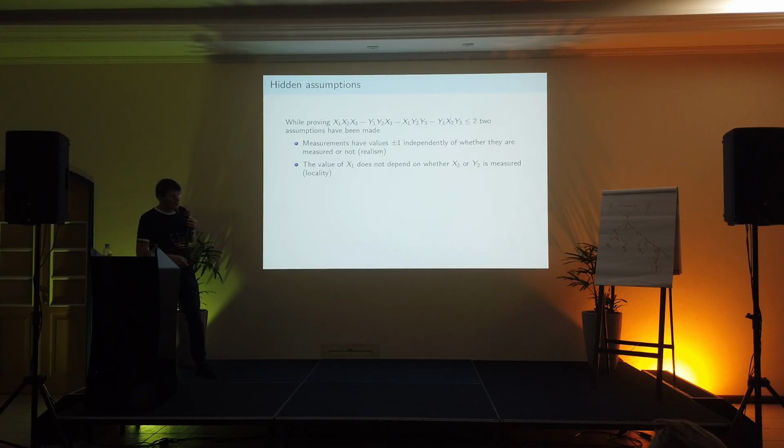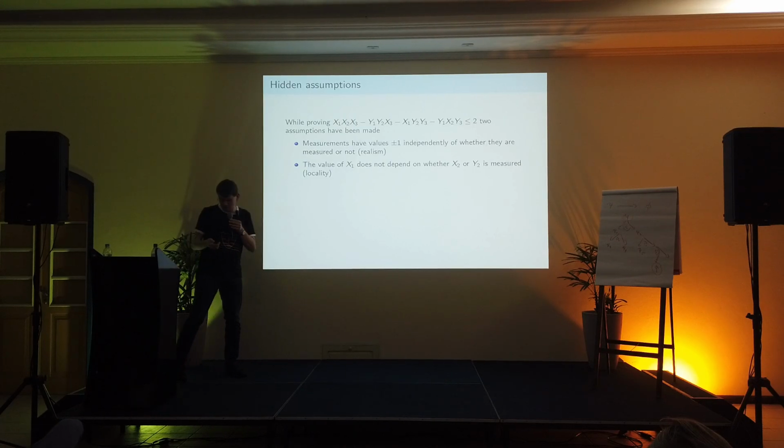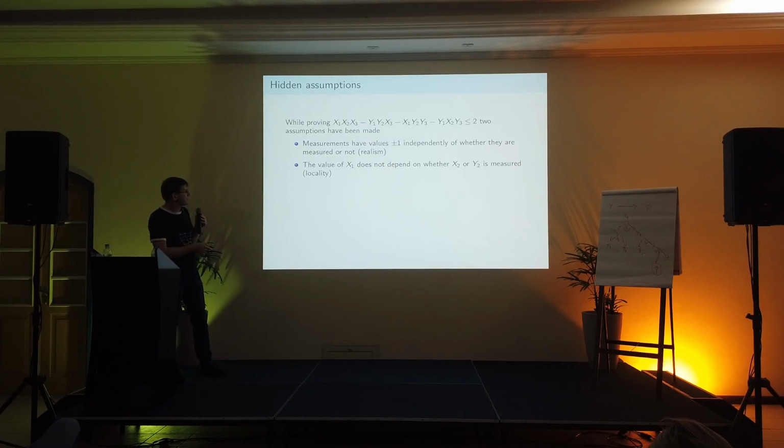If you look more carefully, when we proved this, we made two assumptions. One was that all these measurements have values plus minus 1, independently of whether they are really measured or not. Meaning, I combine these things, but of course in a single experimental run, I have to decide whether I measure this one, or this one, or this one. But I just said I combine them and always say this must be plus minus 1, independent of whether I measure it or not. This was an assumption that I made, and this is sometimes called realism.